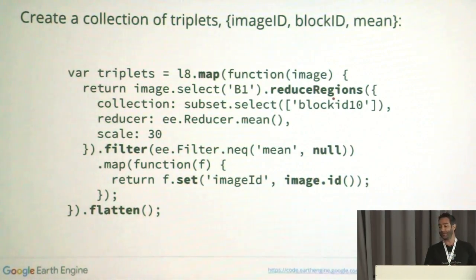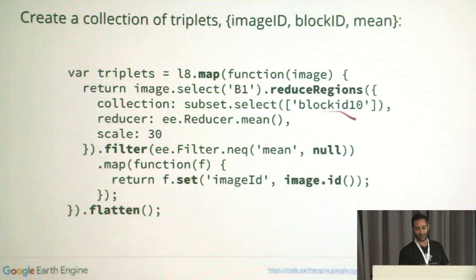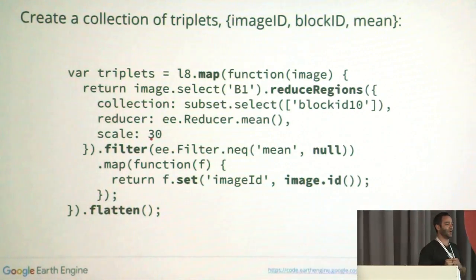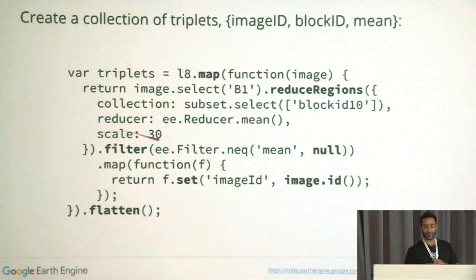And then we call reduce regions on it. And the collection that we want to use as input to the reducer is our subset of census blocks. And here I'm just selecting a single property, which is the ID of those blocks. But there might be other properties that you want as well. And we choose the mean reducer and, of course, the scale. Anytime there's a scale parameter, you should always set it. And in this case, we're using Landsat imagery, so the scale is 30.